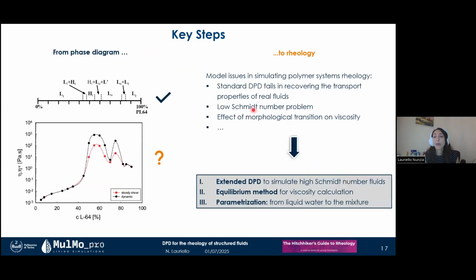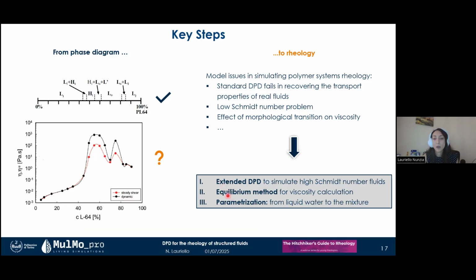So there are several methodological issues to pay attention to achieve this goal with DPD and to unlock the applicability of DPD to structured fluids rheology. First of all, the standard DPD method fails the prediction of realistic transport properties. It intrinsically describes gas-like dynamics, and we want to describe liquid-like dynamics. Our system is a liquid-like system, a water-based solution of L64. So we want to improve the model to switch gas-like dynamics into liquid-like dynamics. This is the first goal.